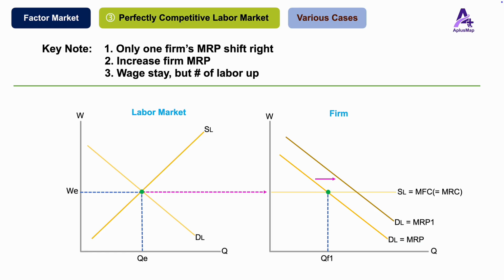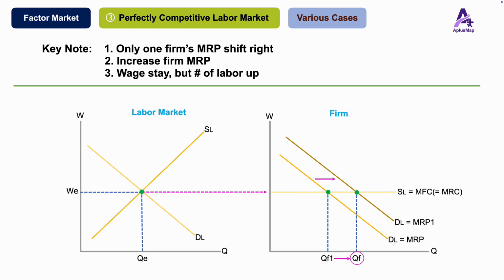Exactly. So now where does the new shifted MRP curve intersect the old unchanged horizontal MFC line? Further to the right, at a higher quantity of labor. You got it. The firm will now hire more workers at the same market wage because each worker is now more valuable to them. That makes sense. They become more productive, so the firm wants more of them at the current price.